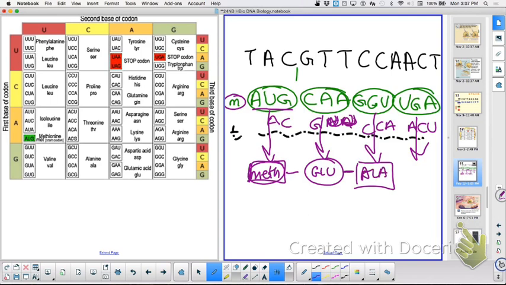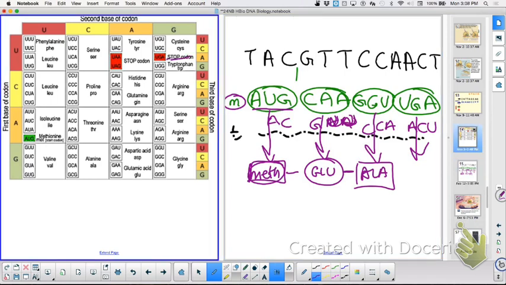Okay, and what does UGA get me? UGA is what? Stop, there isn't one. I'm done. So how many amino acids did it get me in a row? 3.